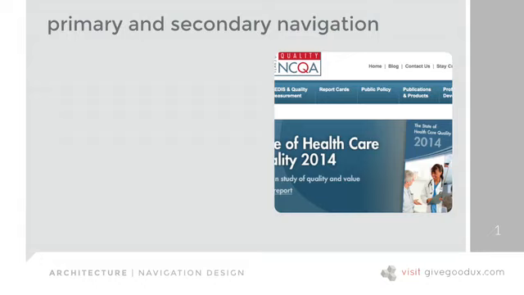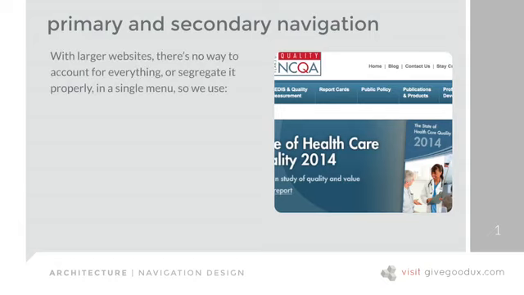I'm a big believer in dual navigation menus that make a clear distinction between primary information, which is what people care about the most, and secondary information, which is useful, but not nearly as important. With larger websites in particular, there's no way to account for everything or segregate it properly in one single menu. For starters, it doesn't fit, no matter how organized it may be.